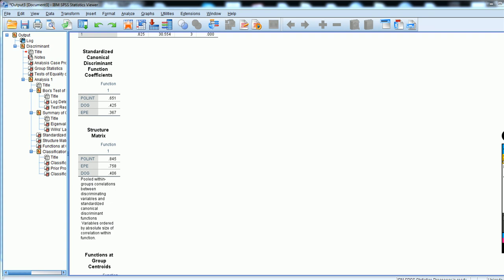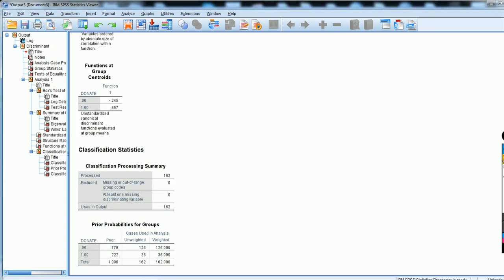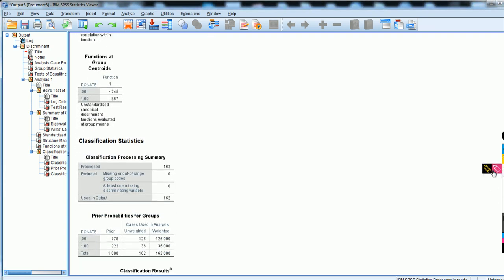So moving on, we see that we've got functions at group centroids. And basically this is essentially like a multivariate mean. Group centroid is just reflecting the intersection of the means on your predictor variables within each group. And so essentially you've got group 0, which has a mean of negative 0.245. Group 1 has a mean of 0.857.